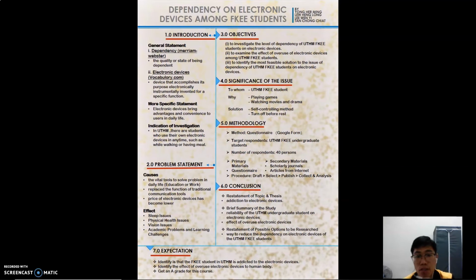Then for our materials, the primary material will be the questionnaire, which I have mentioned before. Our secondary material, which we will mostly use for reference, will be scholarly journals and articles from the internet. Last but not least, for the procedure, we will first draft our questionnaire, then go through selection to choose which questions we want, with all kinds of consideration. After some consideration and choices made, we will publish it. Lastly, we will collect and analyze the responses on the Google Form that we have distributed. Thank you.